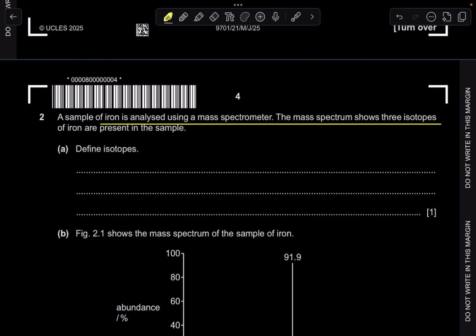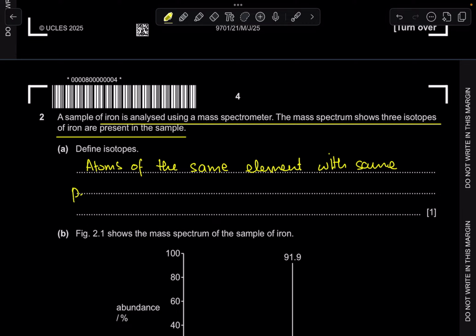The mass spectrum shows 3 isotopes of iron present in the sample. Define isotopes. So isotopes are atoms of the same element. You have to write this with the same proton number. I learned it in O-levels IGCSE and I still remember. You should also remember. This is easy. Same proton number but different neutron number. That's all. I hope we get a 1 mark.